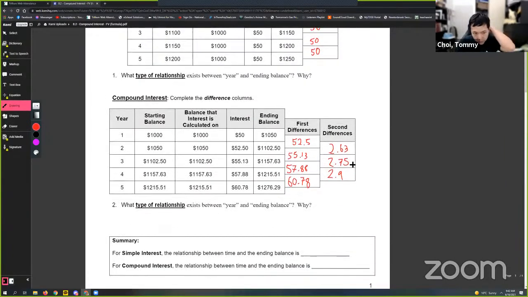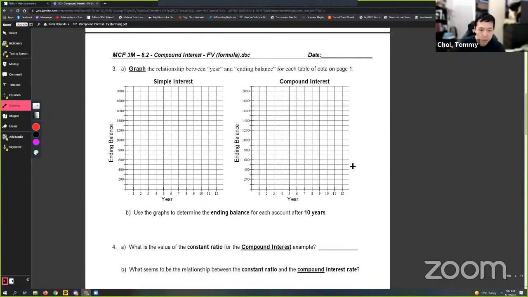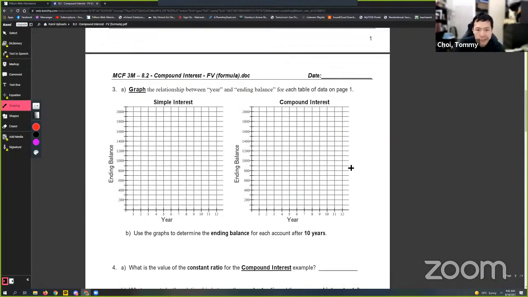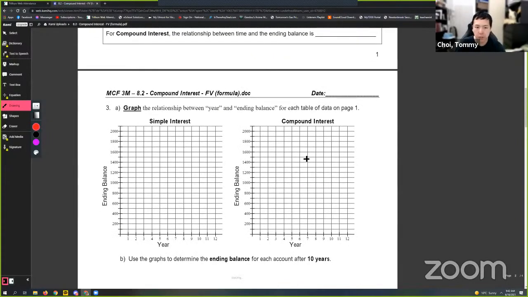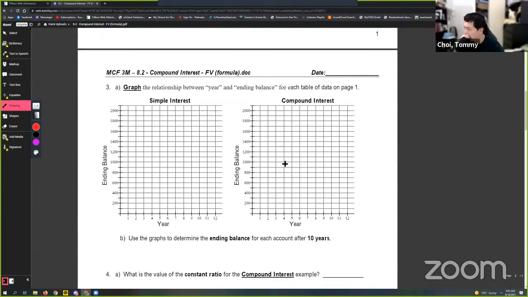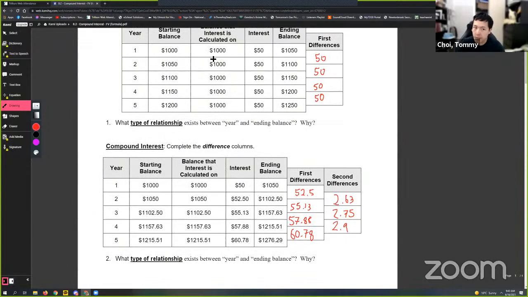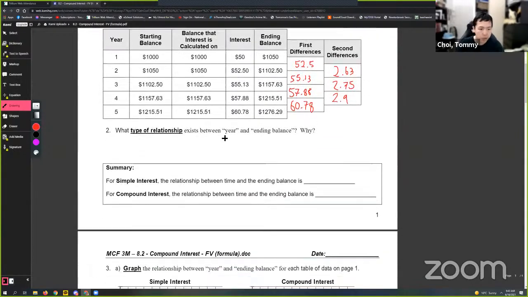Okay, so we're just going to jump right down here to simple interest and compound interest graphing, just to see visually what they look like. For our simple interest, as we look at our table above, we start at 1,000, then it's 1,050, 1,100, 1,150, 1,200. And of course, if we had year 6, it would be 1,250.